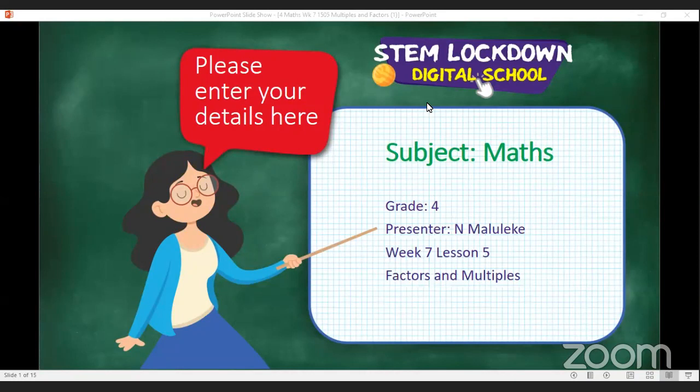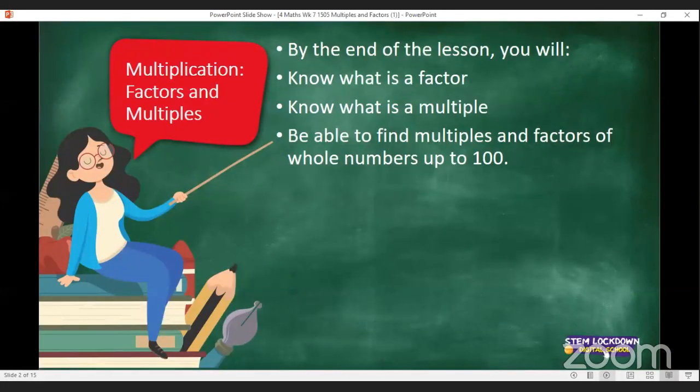My name is Mimaluleke, and I'm taking you guys through maths. So today, grade fours, we are starting on a new topic. I told you yesterday we finished 3D shapes. So today we are starting on a new topic, which is multiplication. Before we can actually start, let's do the success criteria, and then we can start with mental maths.